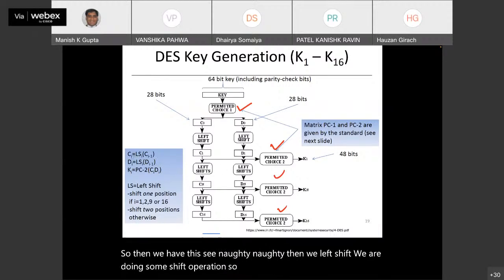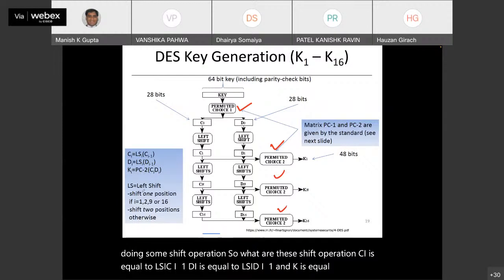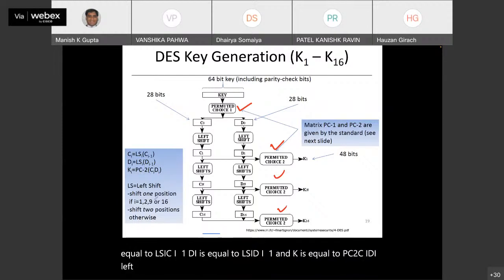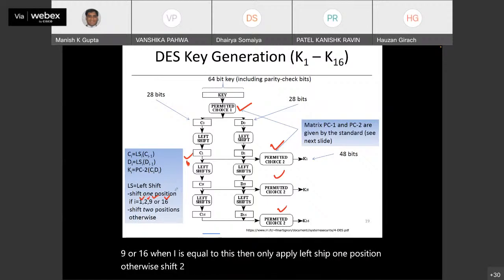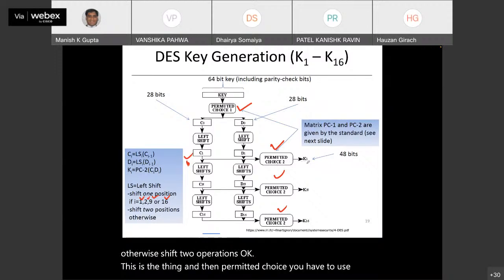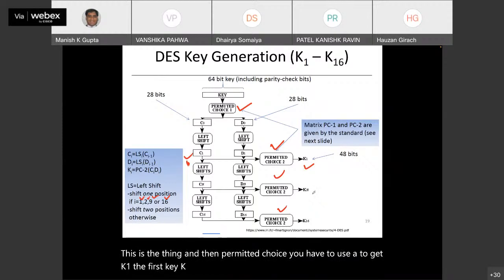So what are these shift operations? Ci is equal to LSi of Ci minus 1, Di is equal to LSi of Di minus 1, and Ki is equal to PC2 of Ci Di. LS is left shift, and it shifts only one position if i is equal to 1, 2, 9, or 16. When i is equal to these, then only apply a left shift of one position, otherwise shift 2 positions. Okay, this is the thing. And then permuted choice 2 you have to use to get K1, the first key, then K2, and so on. You get K16 in general, 48 bits as an output.